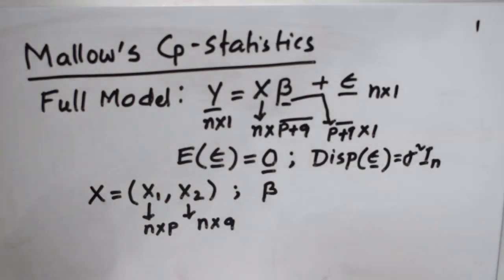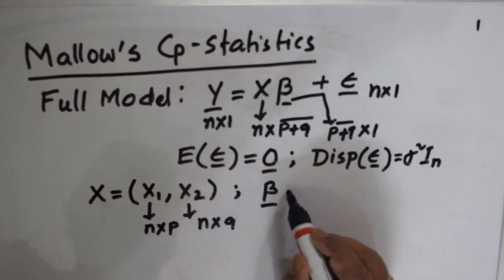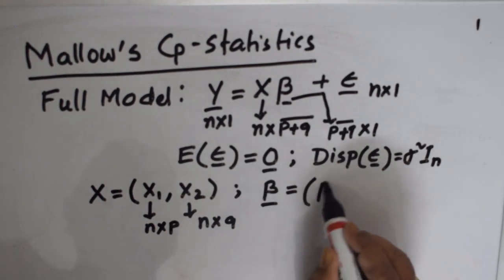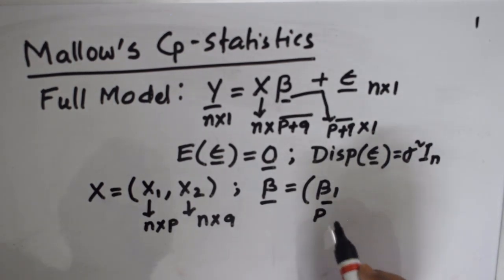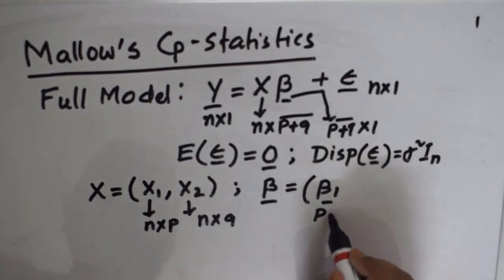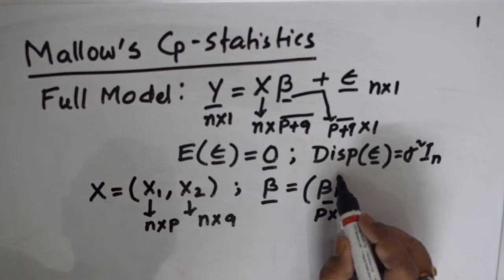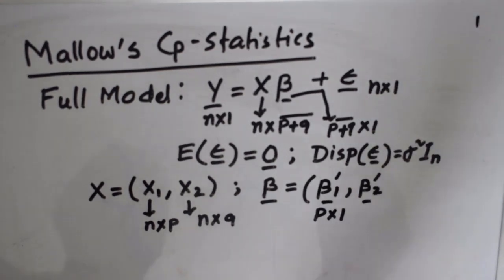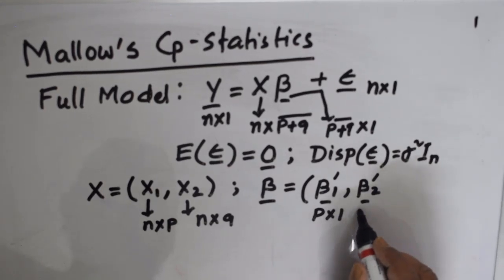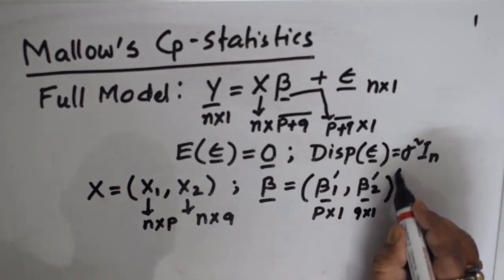Now partition beta vector as beta 1 prime of order p cross 1, beta 2 prime, order of beta 2 is q cross 1, whole prime.